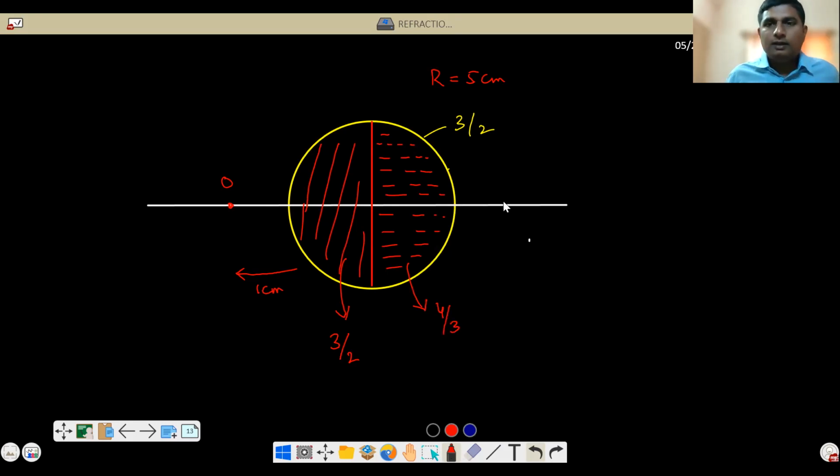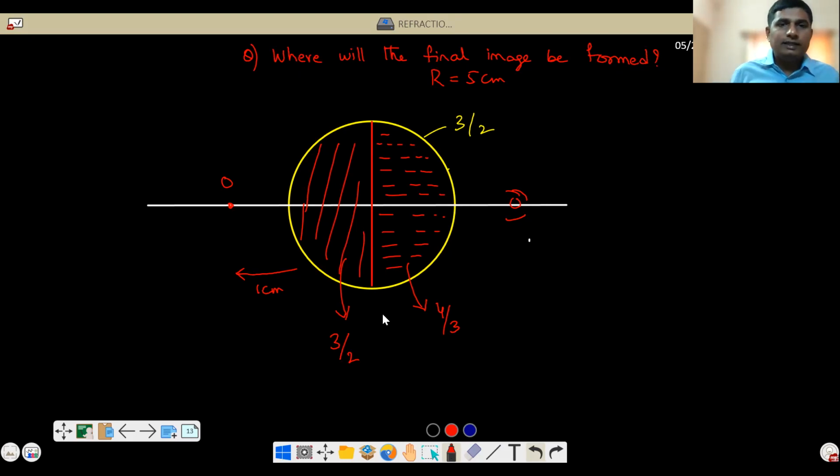Now you are seeing from this side. So the question is the same thing: where will the final image be formed? So here it is very easy.